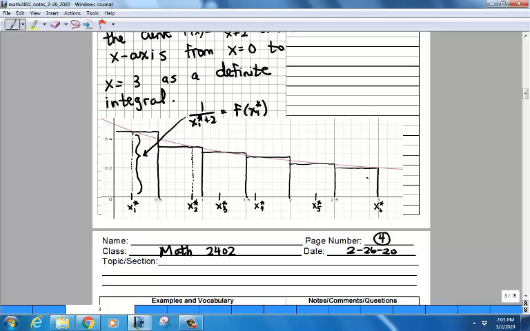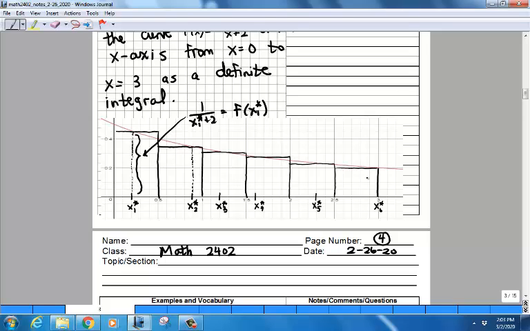If you increase the number of rectangles, notice the rectangles are going to get thinner, and they're going to start representing this area a lot more closely. They're going to fit into that area more closely. So Pedro's right. We can get a better estimate by increasing the number of rectangles.